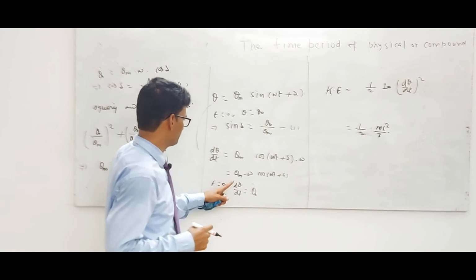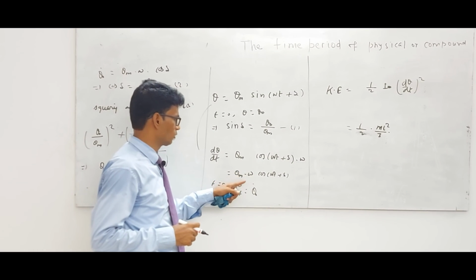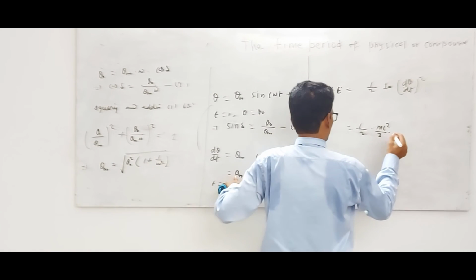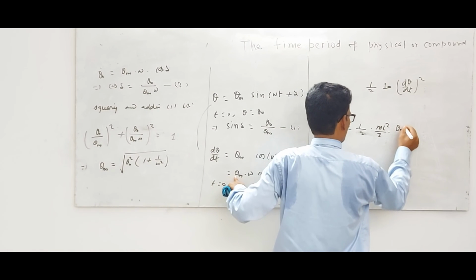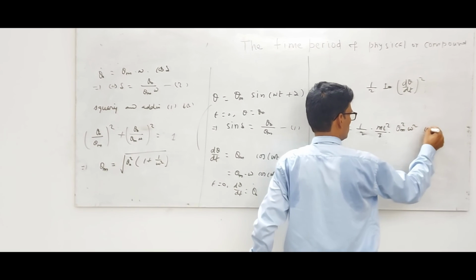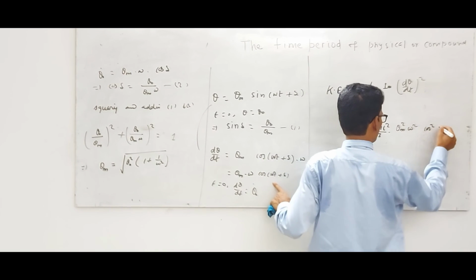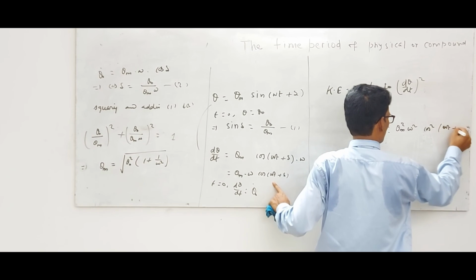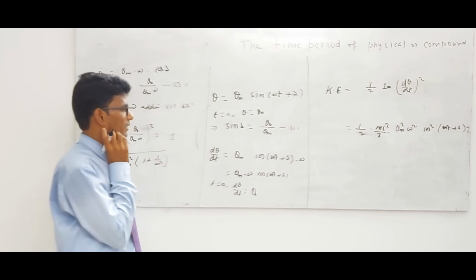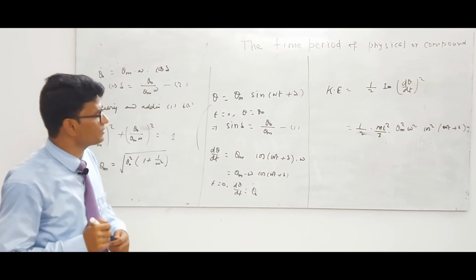Look at here. Theta maximum omega whole square cos square omega t plus delta. Look at from here. Theta maximum square omega square cos square omega t plus delta. So this is the kinetic energy. Look at here. This kinetic energy is a function of time.